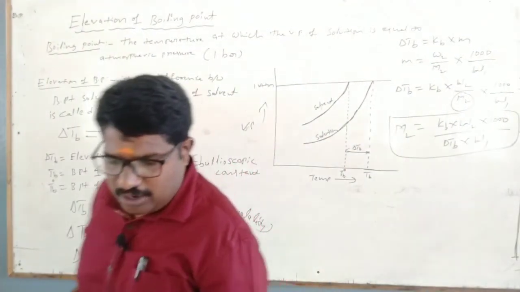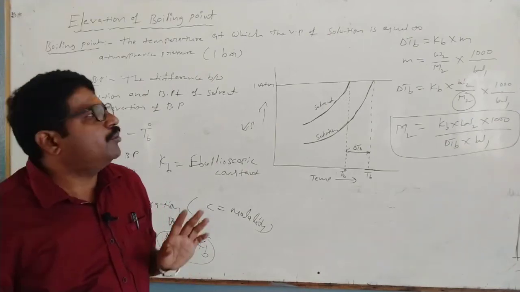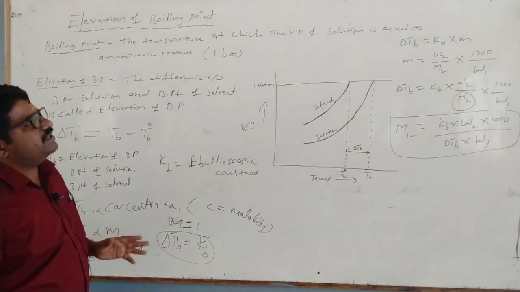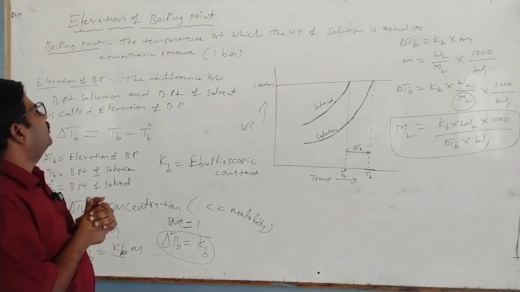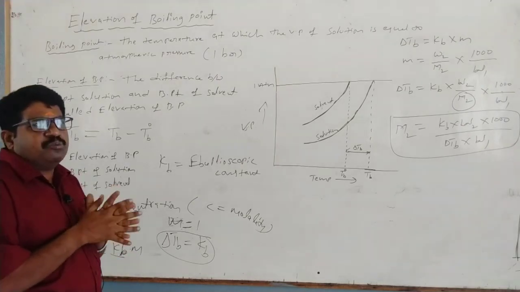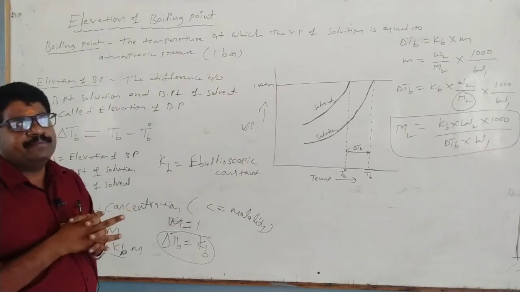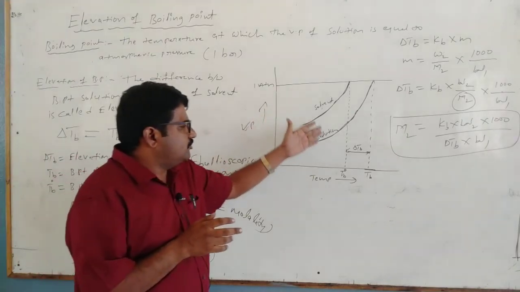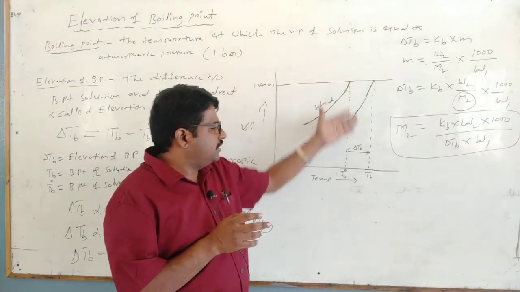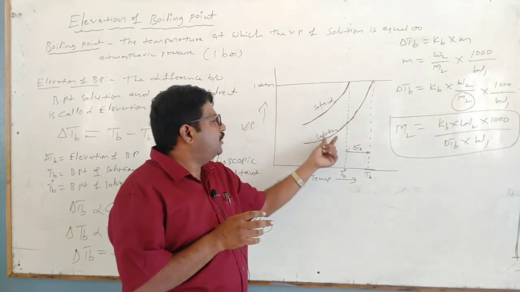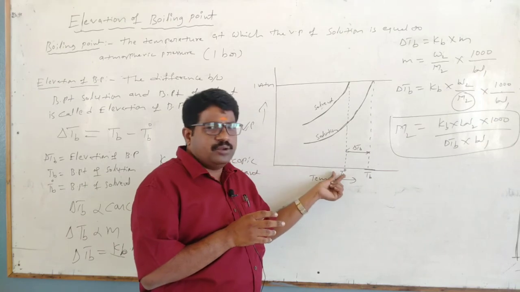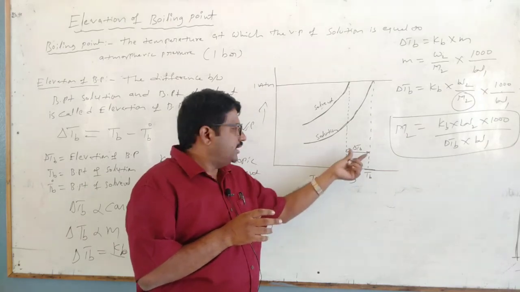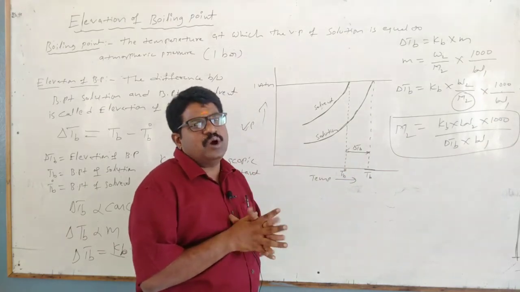First of all, you have to know what the boiling point is. Boiling point means the temperature at which the vapor pressure of the solution is equal to the atmospheric pressure, that is 1 bar. The difference between the boiling point of the solution and the boiling point of the solvent is called delta Tb, that is the elevation of boiling point.